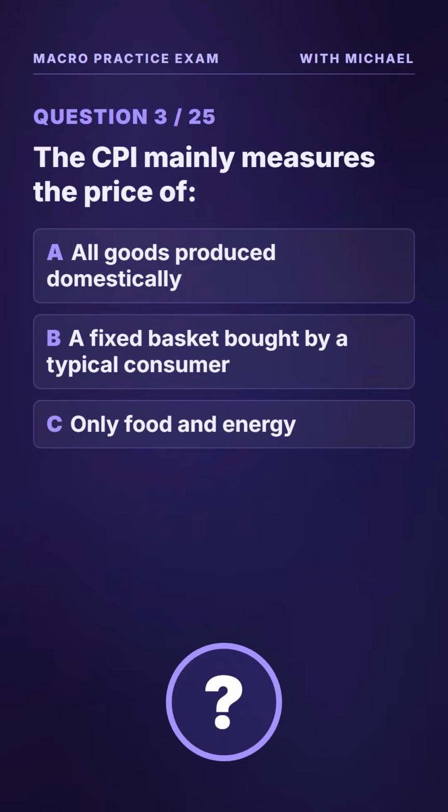Question 3. The CPI mainly measures the price of A. All goods produced domestically. B. A fixed basket bought by a typical consumer. C. Only food and energy.